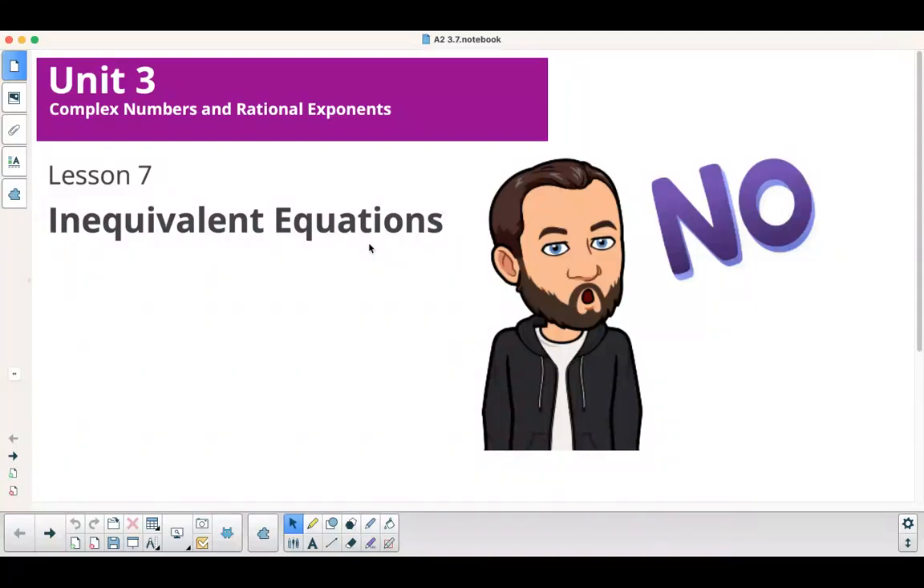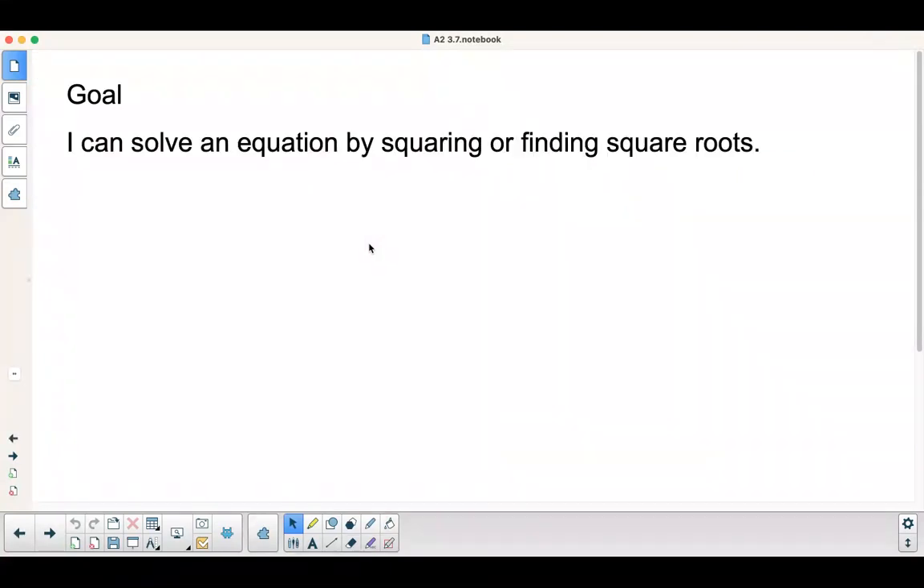Okay, Illustrative Mathematics, Algebra 2, Unit 3, Lesson 7 is called Inequivalent Equations. All right, so our goal is: I can solve an equation by squaring or finding square roots.